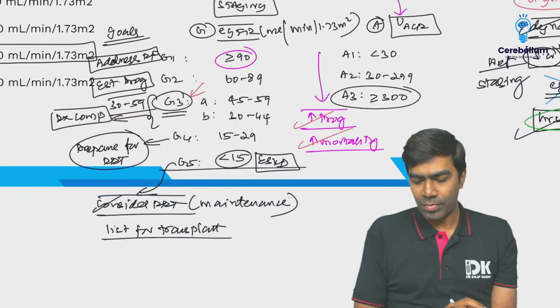Decreased haptoglobin will usually be seen in intravascular hemolysis. You won't see that in extravascular hemolysis. That's not a problem here. Anyway, we are talking about clinical practice, and haptoglobin is not very commonly done.